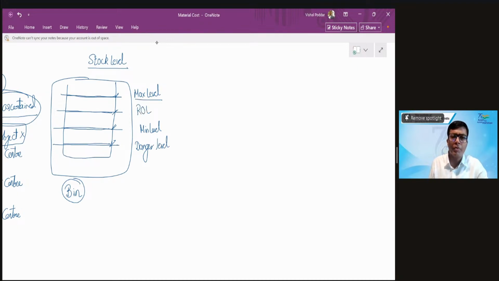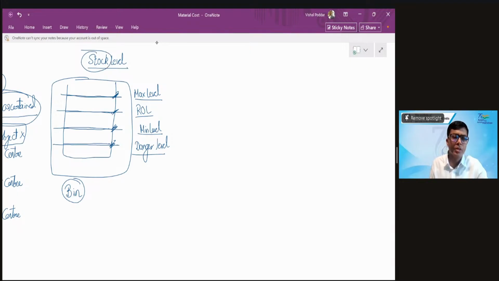Now, when we find out stock levels, these different stock levels, our purpose is not simply calculating this and marking it on my dabba or on my bin. Our purpose is to take some action on the basis of this stock level. Means what? See, we are studying control of material cost. We are studying specifically the techniques which are called as inventory control. Now, inventory is also your stock.